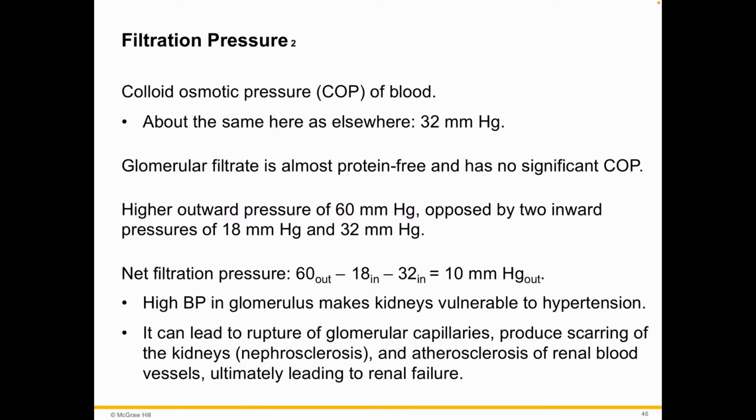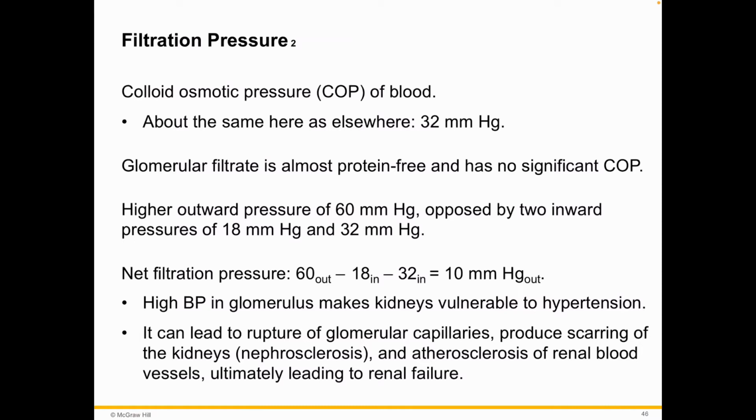High blood pressure in the glomerulus can make the kidneys vulnerable to hypertension. It's already a little bit higher pressure because we're trying to push out the filtrate, and if we have higher pressure on top of that, we can actually burst the glomerulus in multiple ways. Number one, we're pushing and expanding, basically making a hypertrophic state of the glomerulus itself, the renal corpuscle.